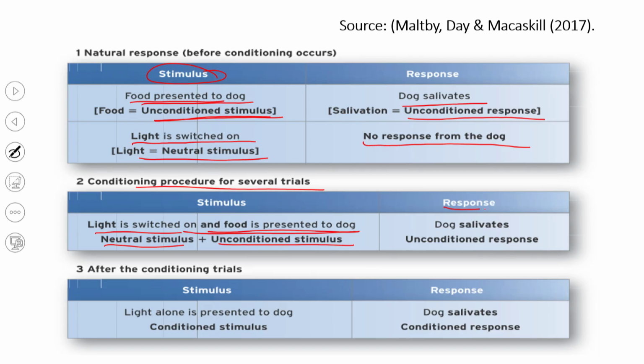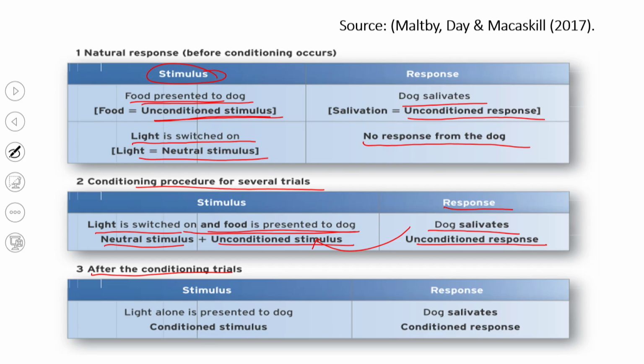What is the response? The dog salivates because food is there. The dog is salivating not because of the light here, but because of the food itself. Light and then food come, and after food the saliva is coming. This response is an unconditioned response because it is coming from the food itself.